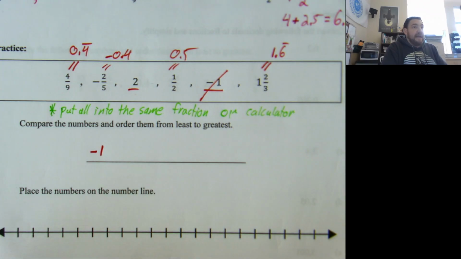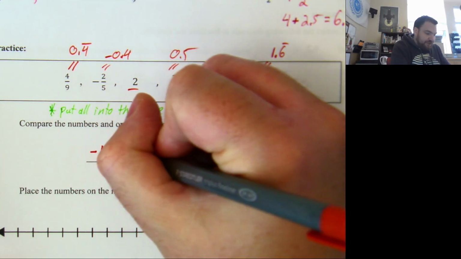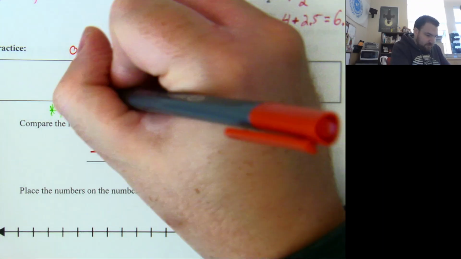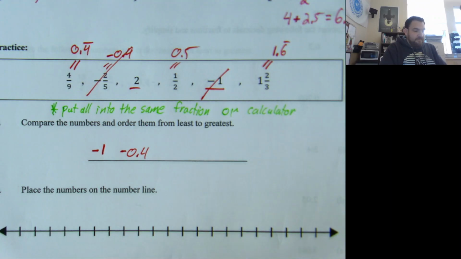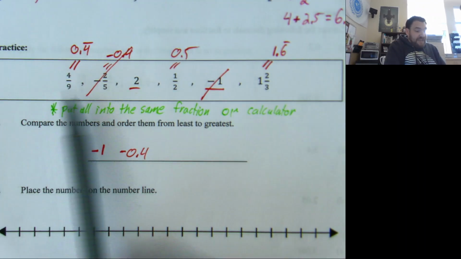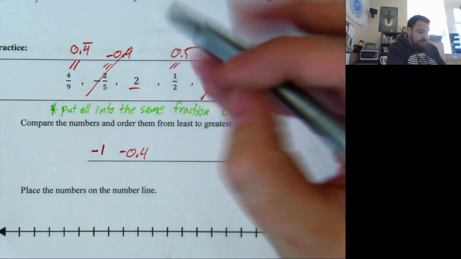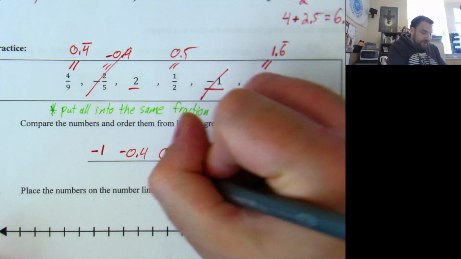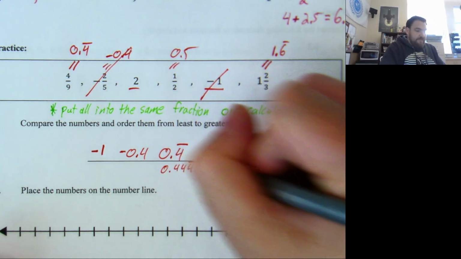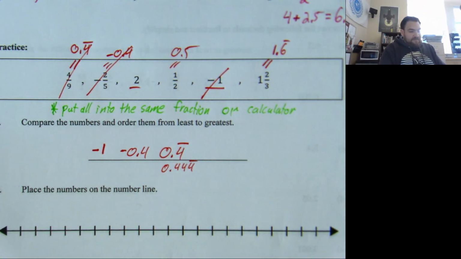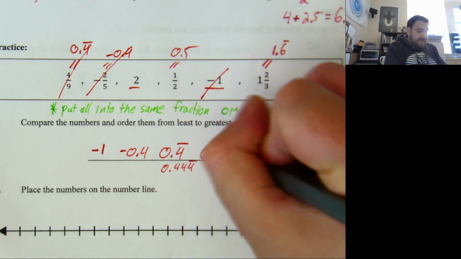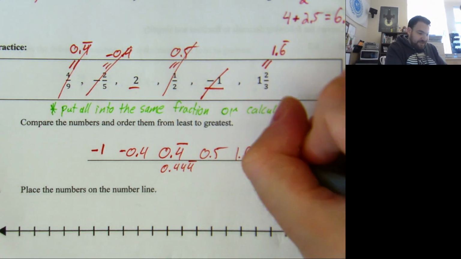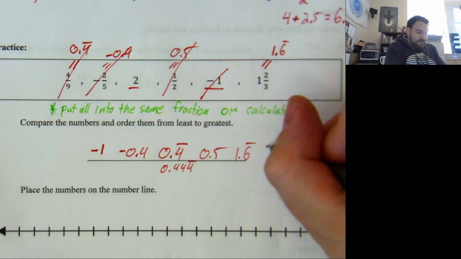What is the next either most negative or closest to 0? The negative 0.4 is going to show up here. Next one. 0.4 repeated, because now there's nothing else negative. Now we've crossed over to the positives. So the next least one is going to be 0.4 repeating, because 0.4 repeating is 0.444. Okay, that's that guy. The next one, 0.5 comes next. 1.6 repeating, and the last one is 2.